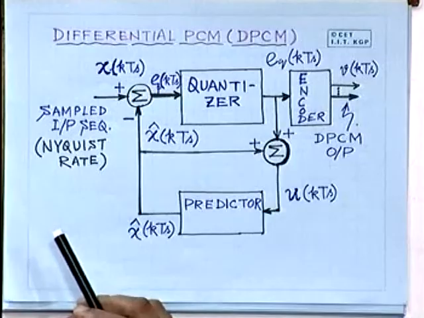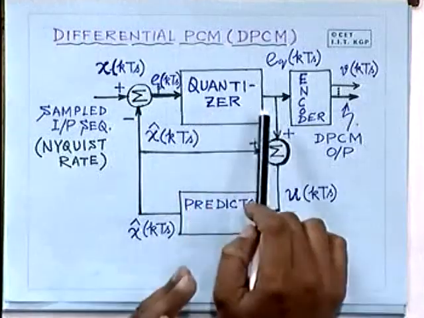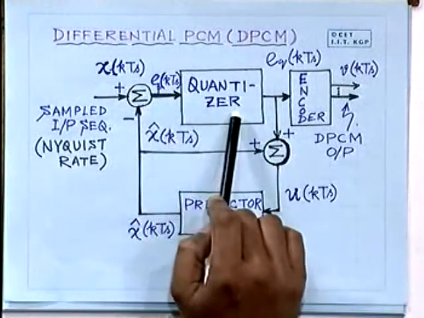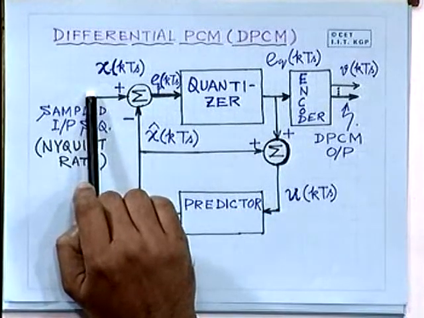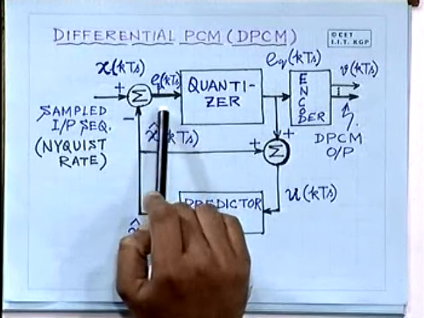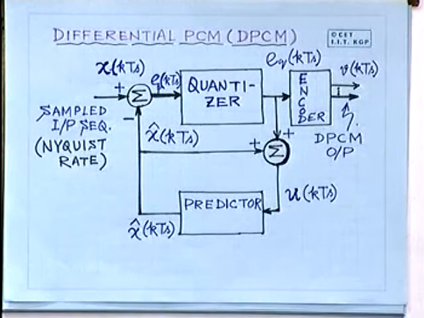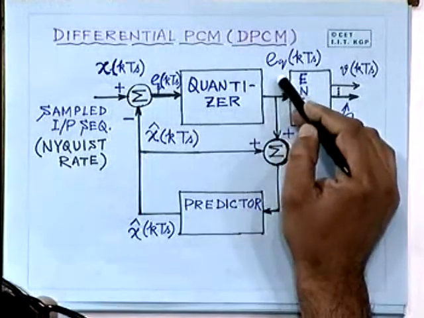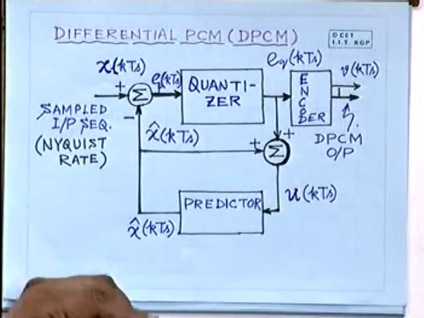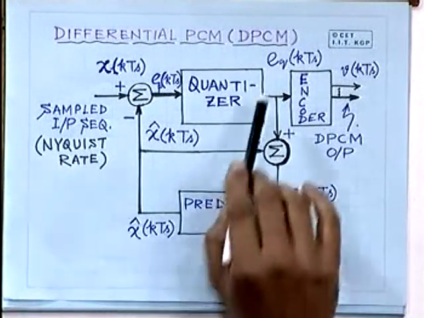Here is a difference compared to our PCM system. In the PCM system, the input speech sample was taken into the quantizer, and the quantizer could be in a simple form, the linear or uniform quantizer, or it could be a log PCM kind of quantizer, as we have read. That is a secondary issue, but the input signal to the quantizer is not the direct input speech sample, but the prediction error signal. And then the output of the quantizer I am calling eq(kTs), using the suffix q to indicate that this is the output from the quantizer.